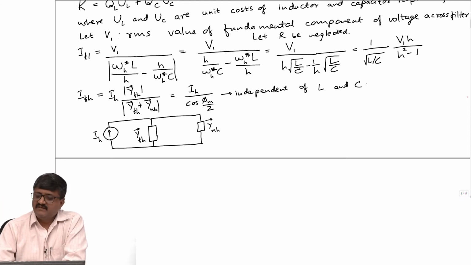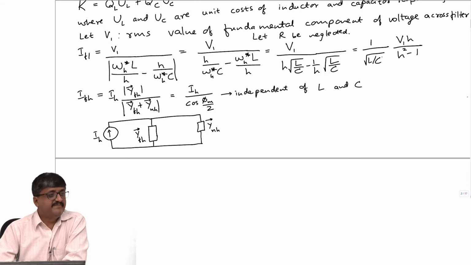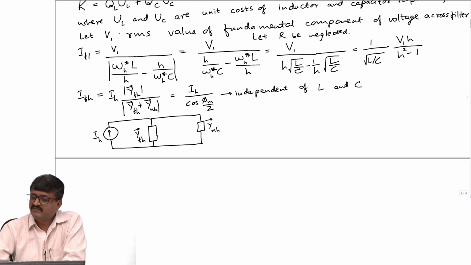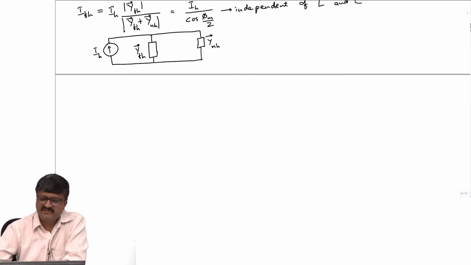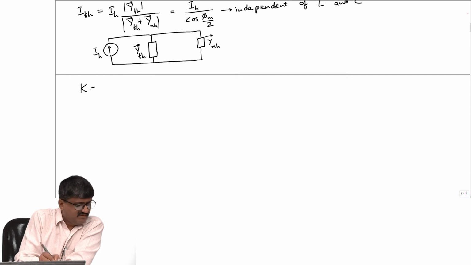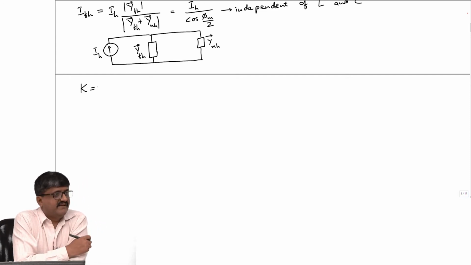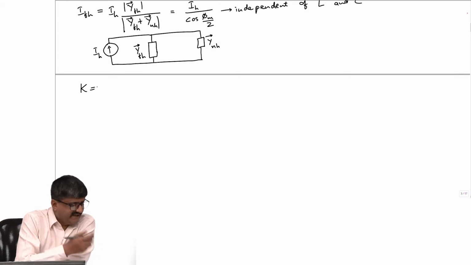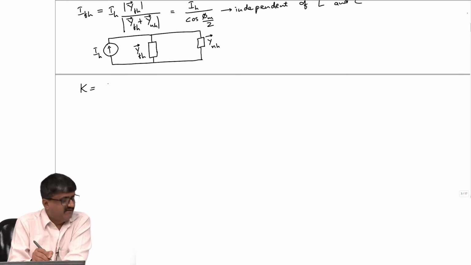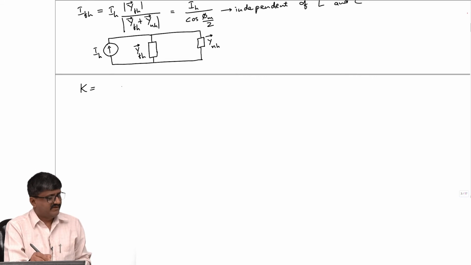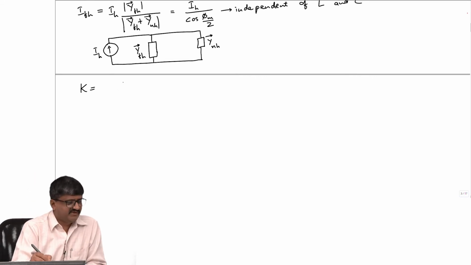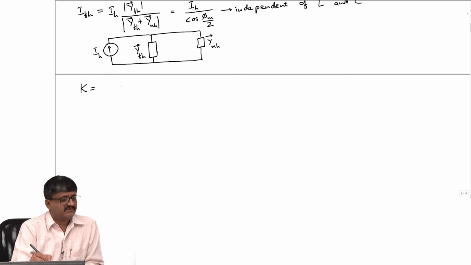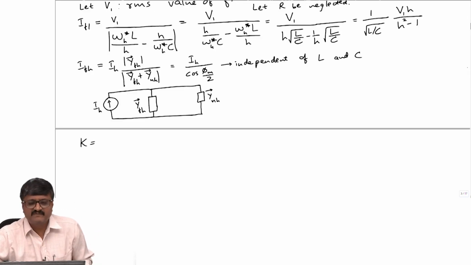Whereas I of 1 is dependent on L and C. Okay. So, let me get back to the expression for cost. So, the cost K is the inductor rating into unit cost. So, if I take the inductor rating QL, QL has two terms, I of 1 square. So, I substitute the expression for I of 1. Just now I derived the expression for I of 1.